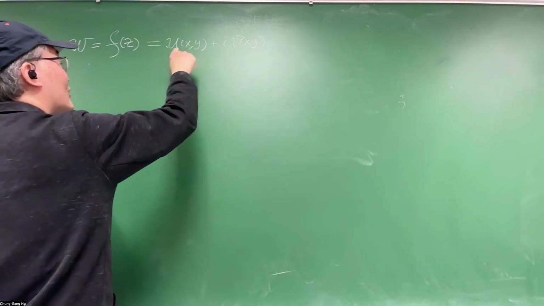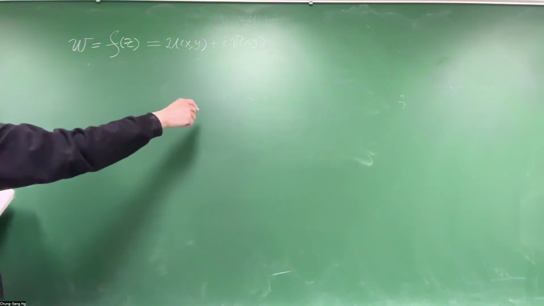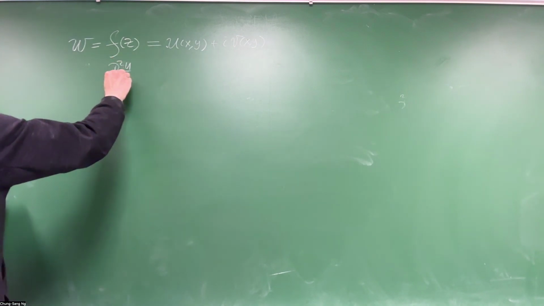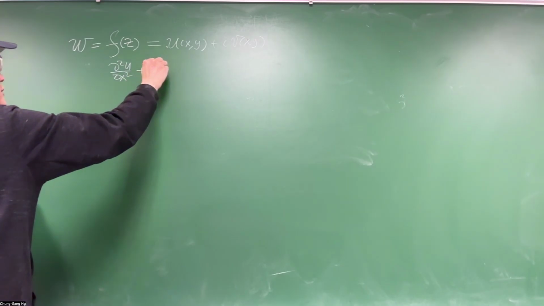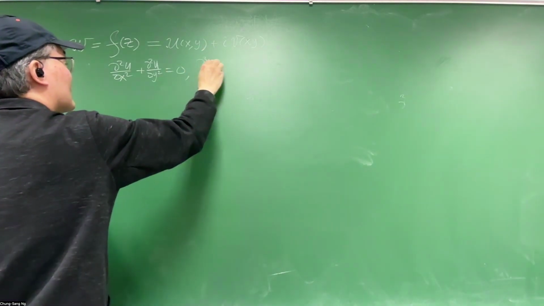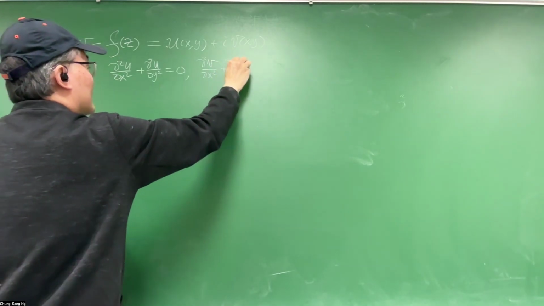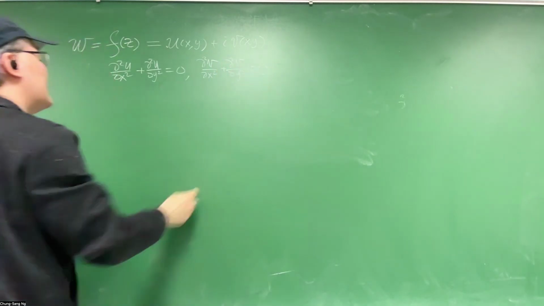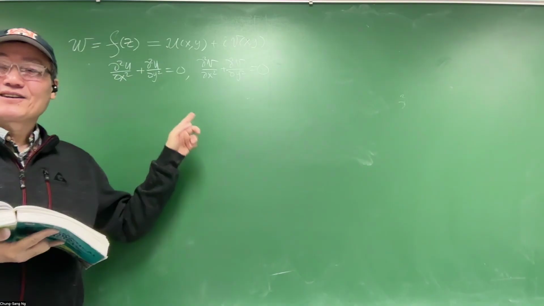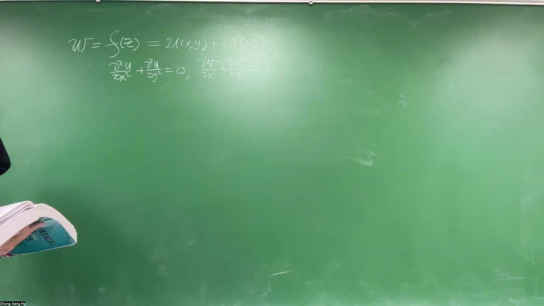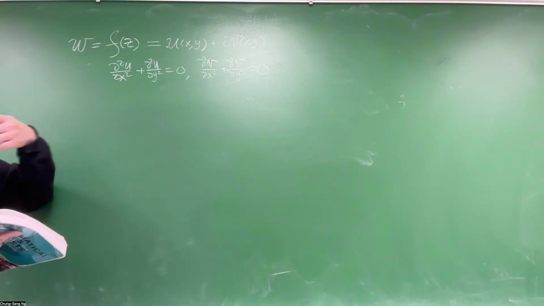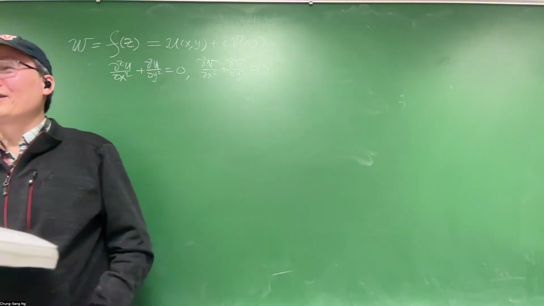If f is analytic, then both u and v satisfy the 2D Laplace equation, which is partial squared u over partial x squared plus partial squared u over partial y squared equals 0. And similarly for v, both u and v satisfy the same equation. Remember we talked about that? Still remember? You remember how to derive it? Use the Cauchy-Riemann condition, right?